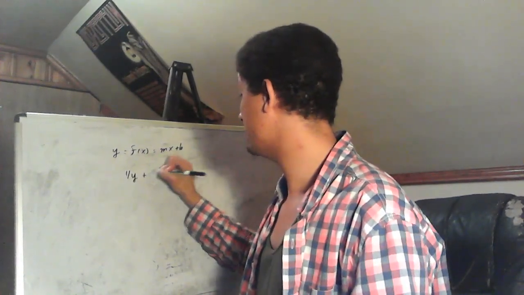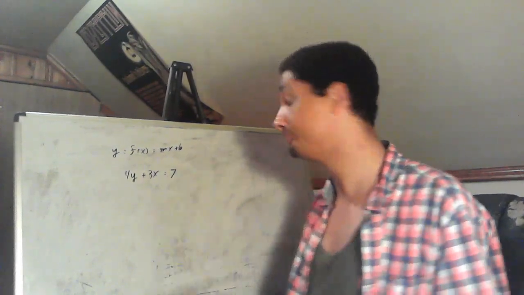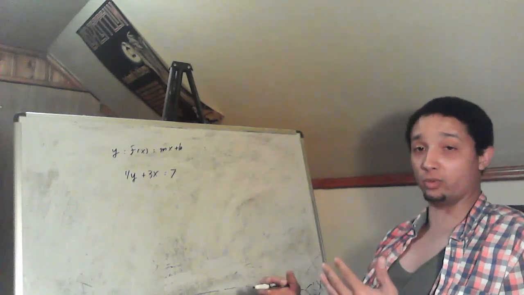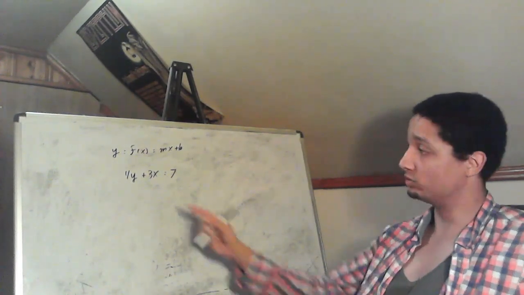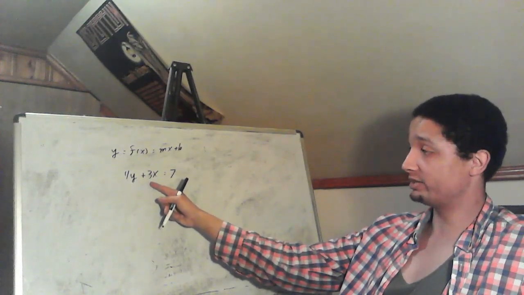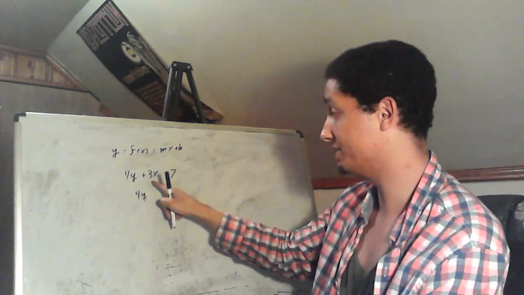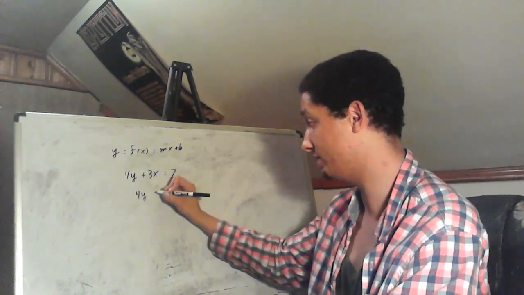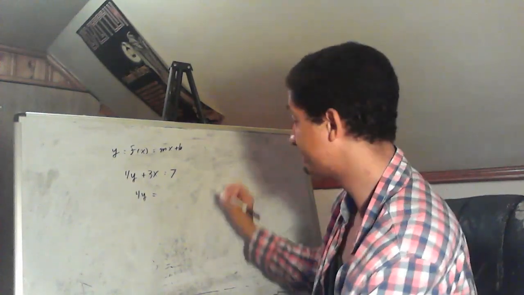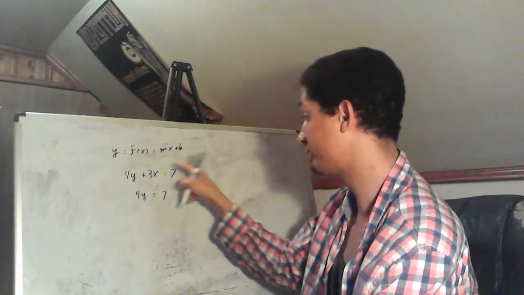4y plus 3x equals 7. So again, we just want to isolate y. So we can start by subtracting 3x from both sides. So 3x minus 3x is 0, so on the left side, you're just left with 4y. On the right side, you have 7 minus 3x.